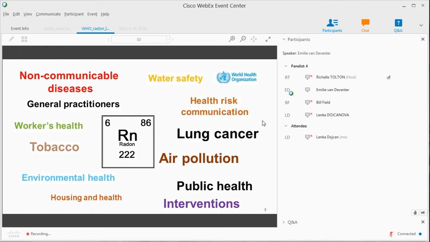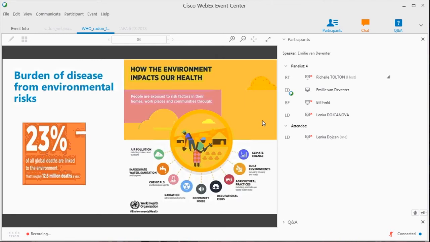Now, it is very important to point out that 23% of all global deaths are linked to the environment. And when we talk about the environment, we include the topic of air pollution, of water and sanitation, as well as radiation, be it ionizing or non-ionizing. And in that regard, the radon issue is also impactful.